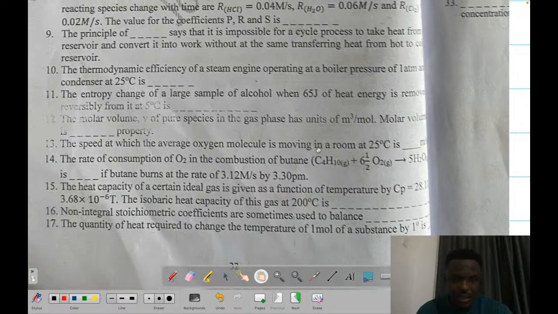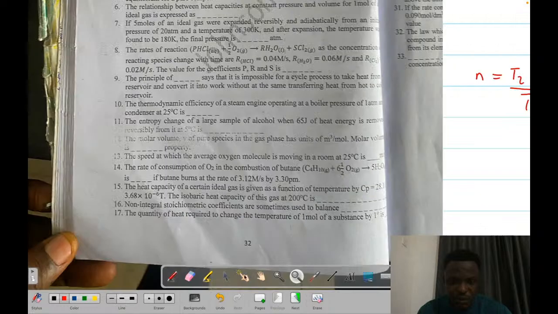the next one says the entropy change of a large sample of ethanol, of alcohol. This particular one, we have solved it in class a couple of times. This is under the second law of thermodynamics. The entropy change of a large sample of ethanol when 65 joules of heat is removed reversibly at 5 degrees is dash. Now, for us to solve this question, this is what we're going to do.